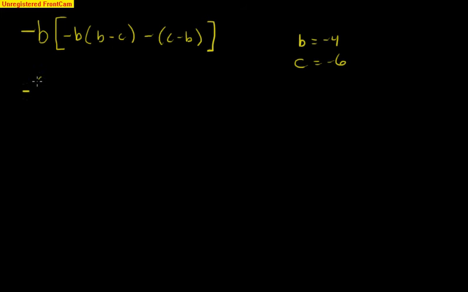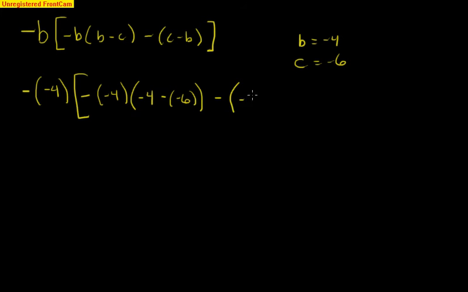The opposite of b would be the opposite of negative 4, since b is negative 4, times the quantity b, which is negative 4, minus c. This is where it gets confusing as you get all these extra sets of parentheses. Minus the quantity, c is negative 6, minus negative 4.